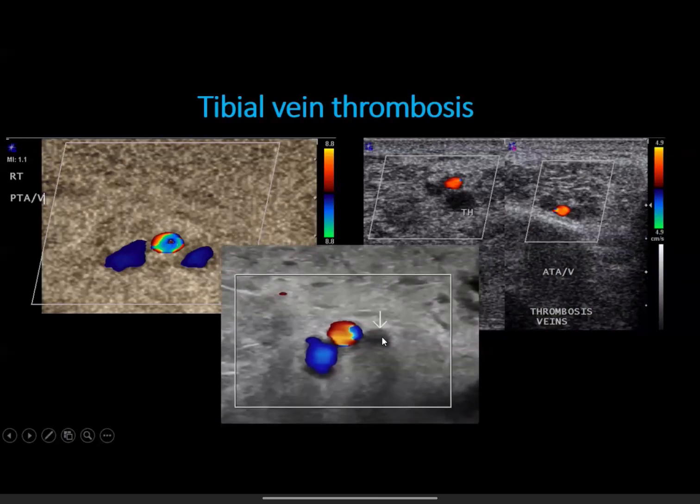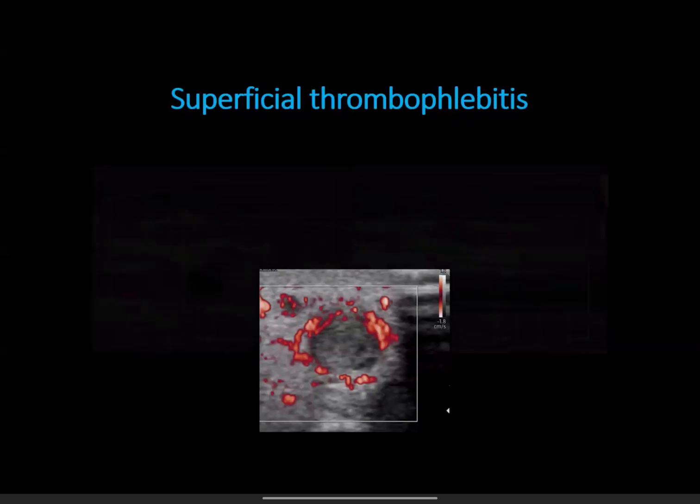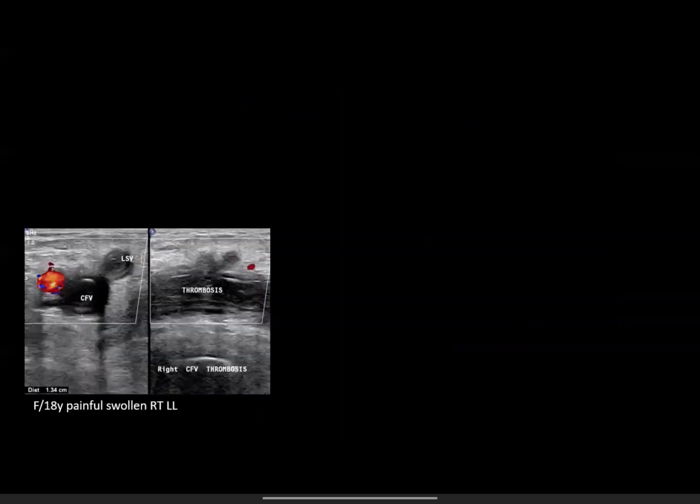And even sometimes we can see a single territory or single comitante is thrombosed and another is showing blood flow in it. So this is how we have to trace each and every segment of the veins. So this is a case of superficial thrombophlebitis.